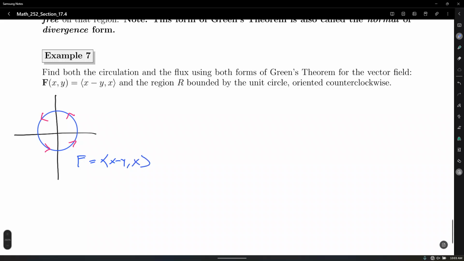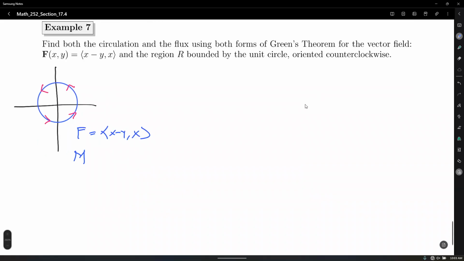Let's find all the partial derivatives, because in this case we're using both the divergence and the curl. M with respect to x is 1, M with respect to y equals -1, N with respect to x equals 1, and N with respect to y is 0. Number 1, circulation. We already practiced a lot on circulation.